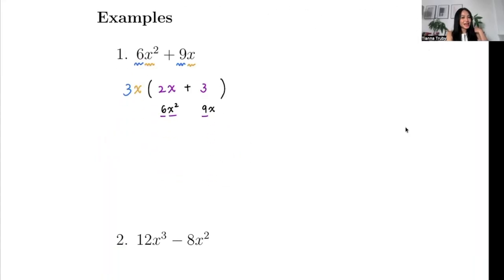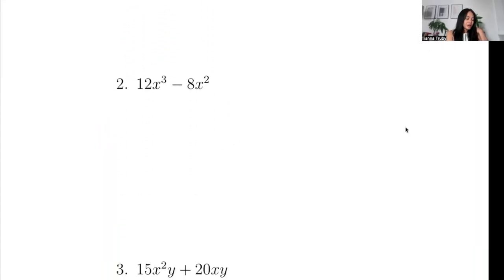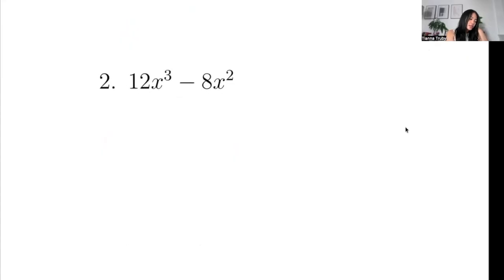Okay, let's move on to our next type. So similarly, the first thing we're going to look at is our numbers. So we have a 12x cubed and an 8x squared. The greatest common factor between these guys is a 4, a factor of 4 from both. And then again, we have x cubed and x squared. There are 3 x's that live here. There are 2 x's that live here. So the most that we can pull out is the 2 that they have in common. So we would get x squared on the outside.